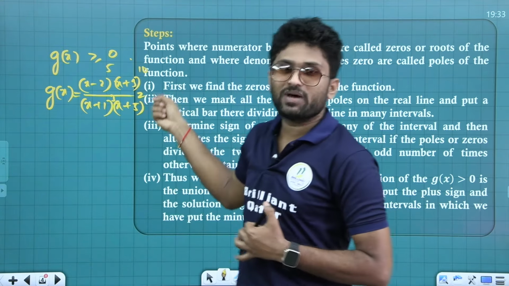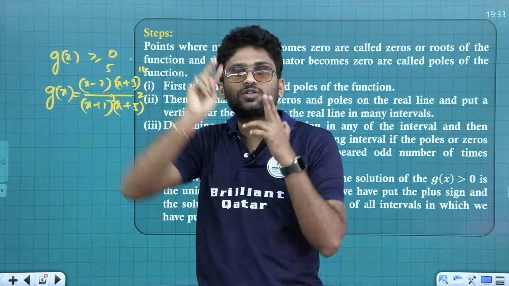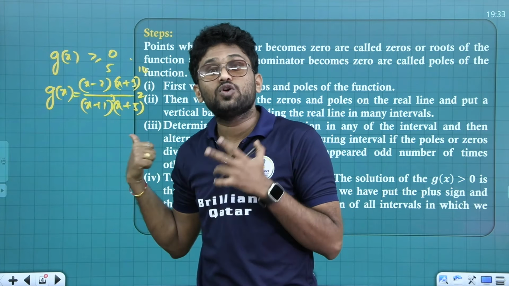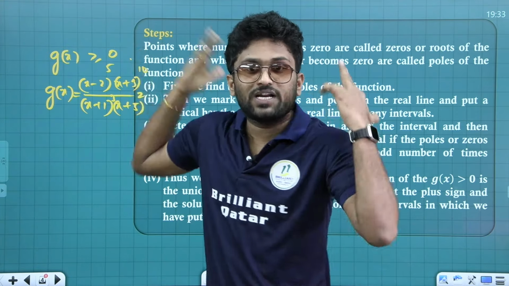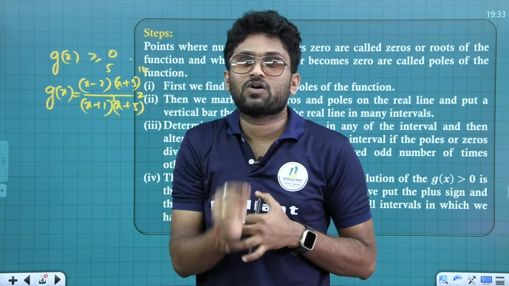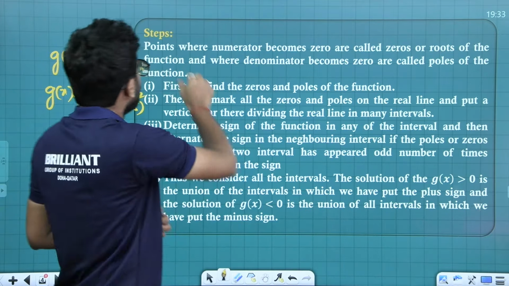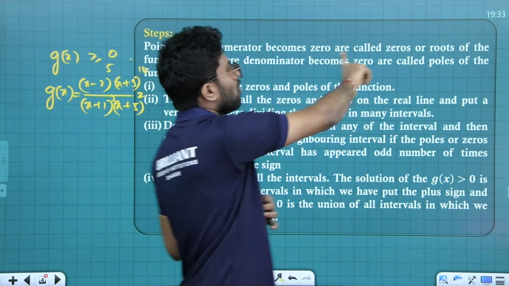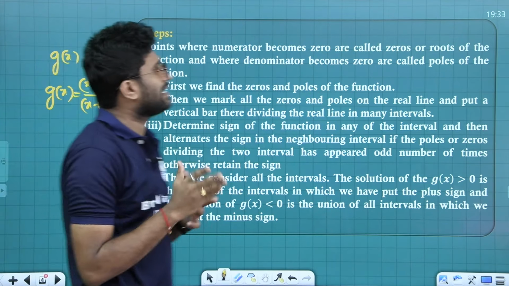When x is equal to minus 3, the numerator becomes 0. So here 2 and minus 3 are the two points where we are getting numerator 0. If x is 2 or if x is minus 3, we are getting numerator 0. Such points are called zeros of the given g of x. Zeros, we say. Okay. The points where the numerator becomes 0 are called zeros, and the points where the denominator becomes zero.